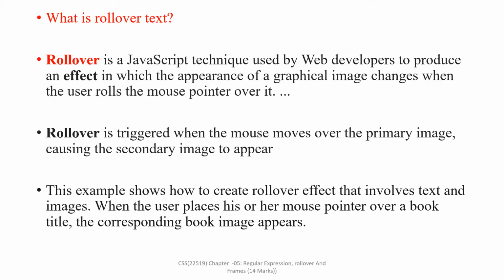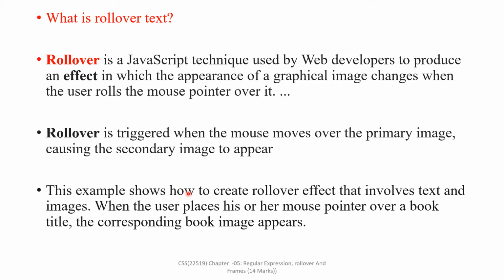so we have seen the rollover image. Now we will see the rollover text. Rollover is a JavaScript technique used by web developers to produce an effect in which the appearance of a graphical image changes when the user rolls the mouse pointer over it. So rollover is triggered when the mouse moves over the primary image, causing the secondary image to appear.